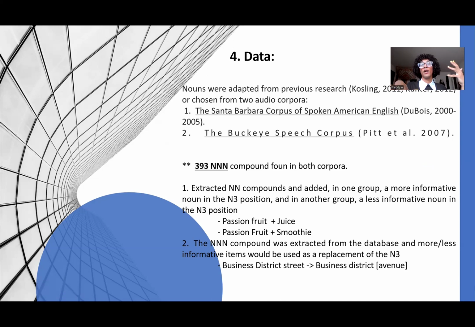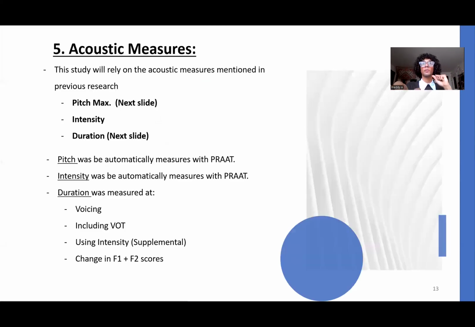So informativeness, I found in the literature, is operationalized in relation to the frequency of a word and the significance, the semantic meaning, of a word. So the more specific and the less frequent, the more informative it is, and vice versa. The more frequent and the less significant meaning it has, the less informative it is, and so on.